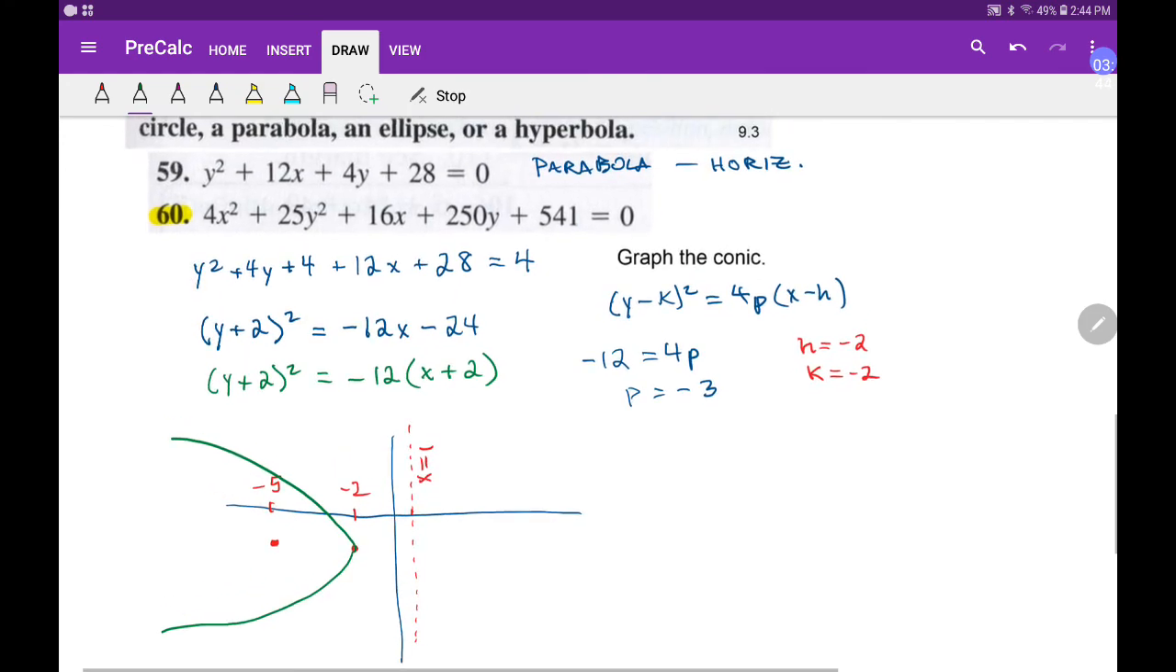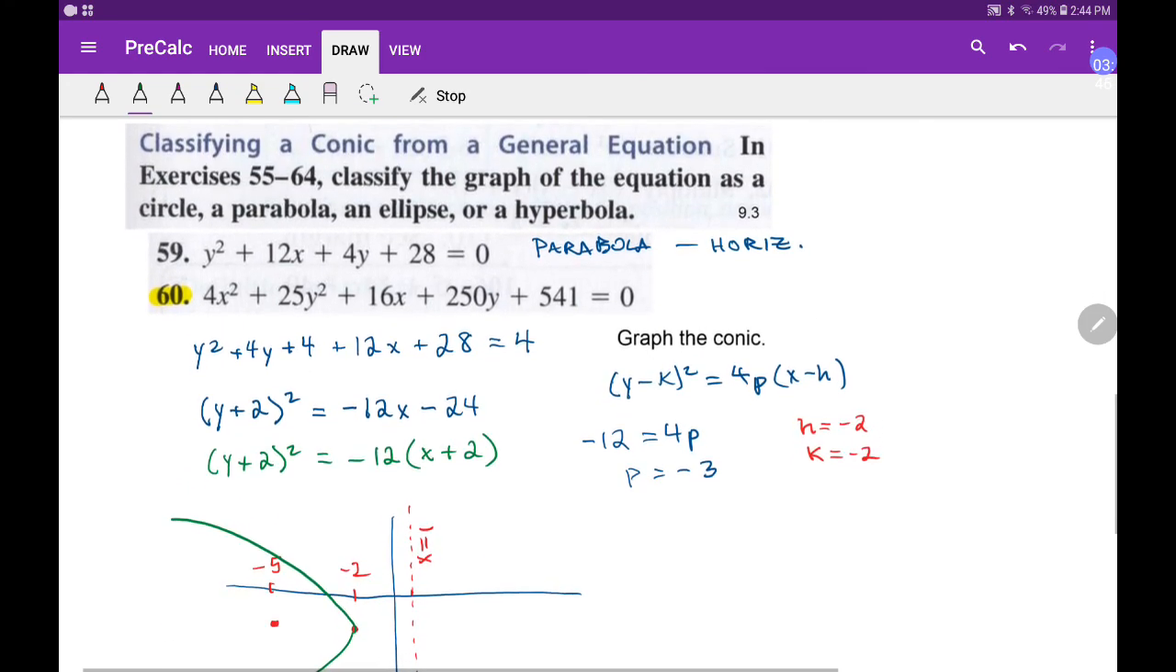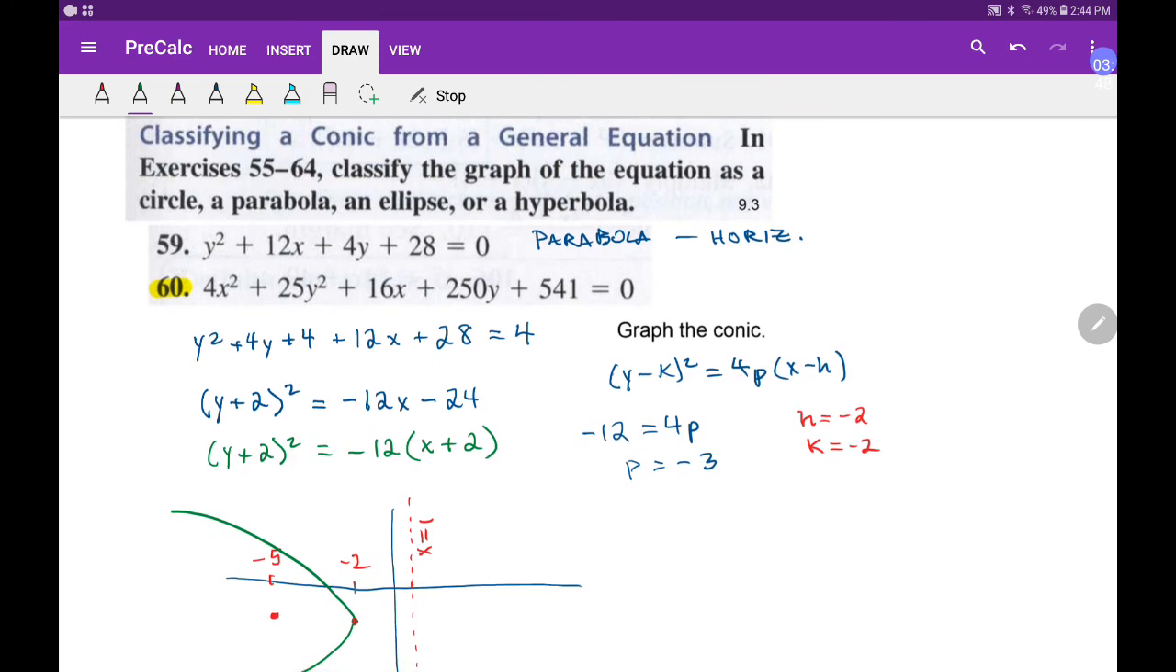That's it. And what was our standard? Well, we don't. Yeah, our standard equation was, we'll call it right here. But the main thing is we say it's a parabola and it's horizontal. But we do graph it. Please graph it.